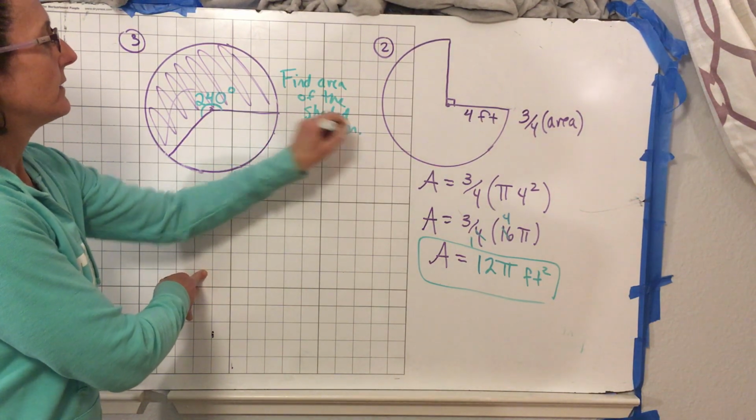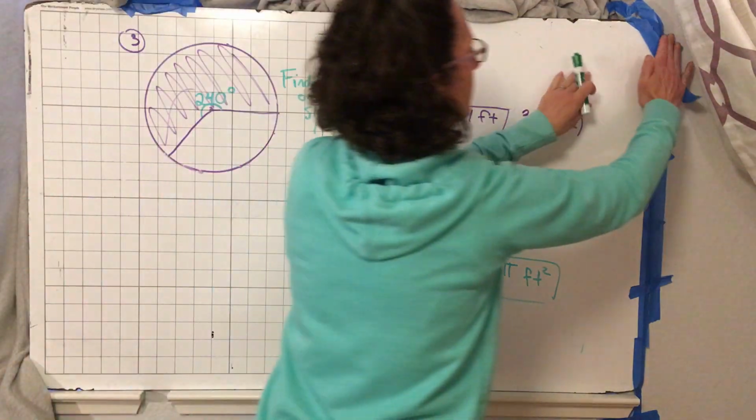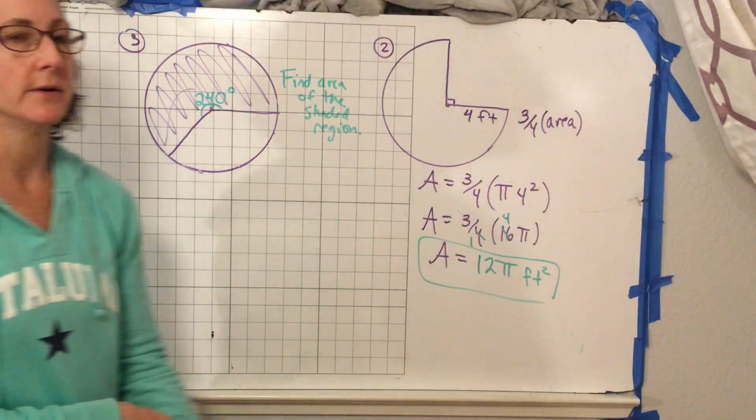Okay. So if this part's shaded, then I want the area of just that part. Hold on. It's hard keeping my board on the wall.